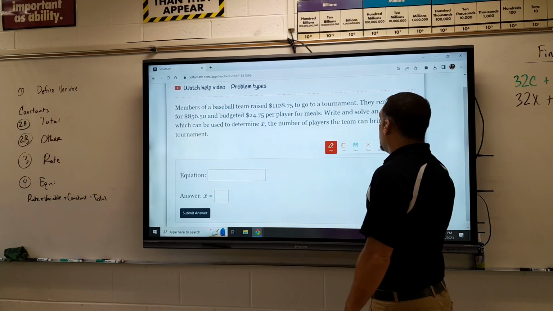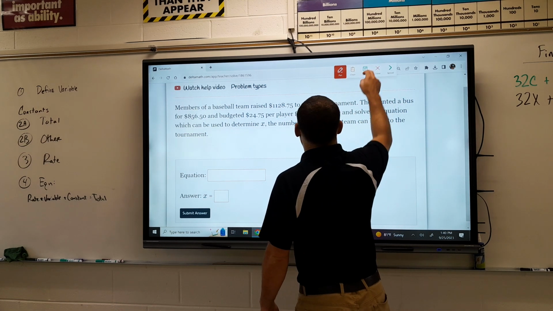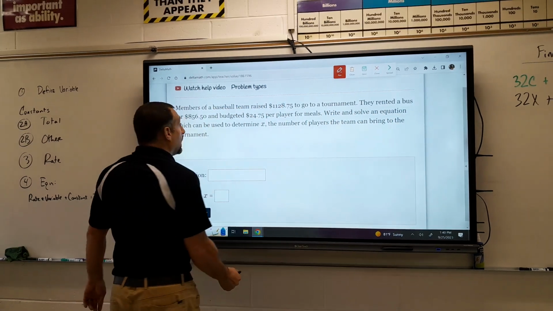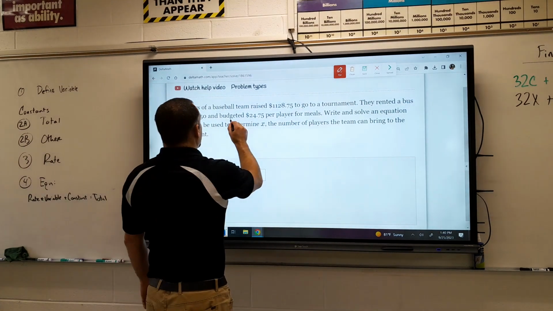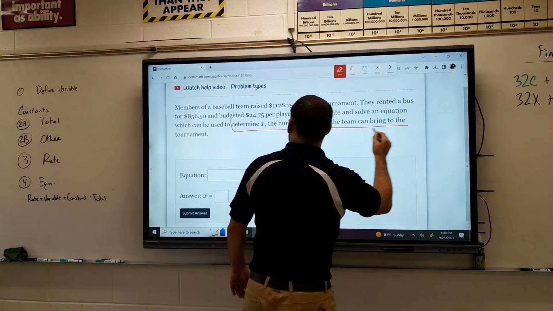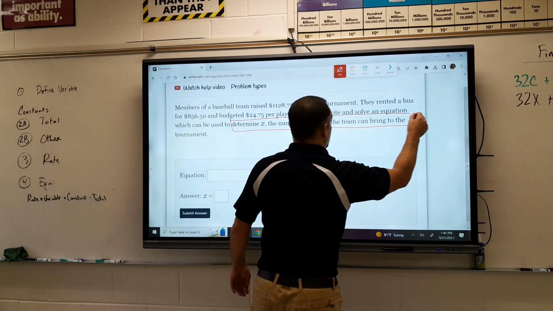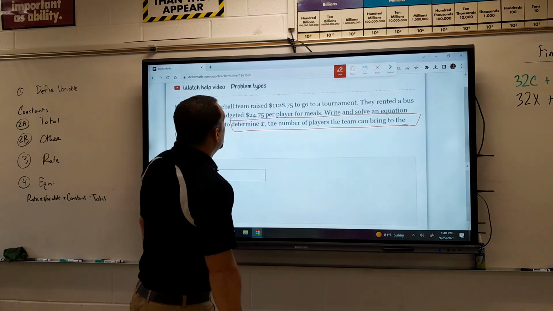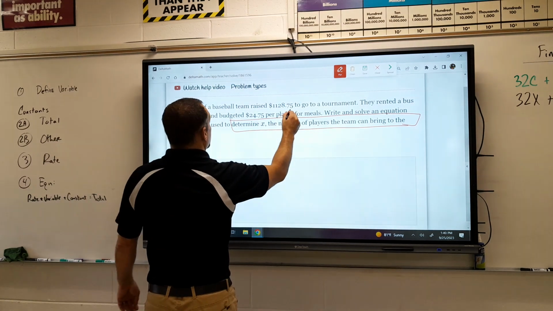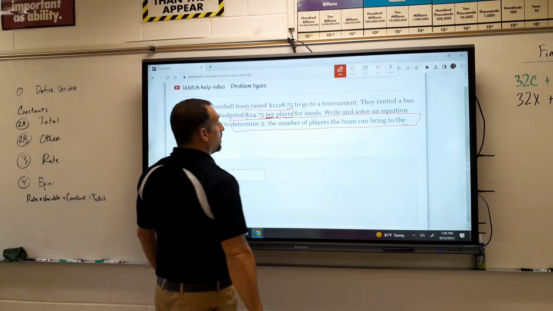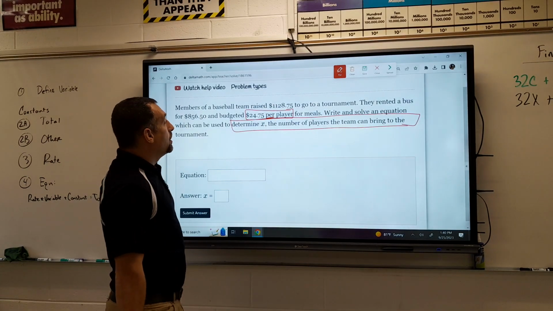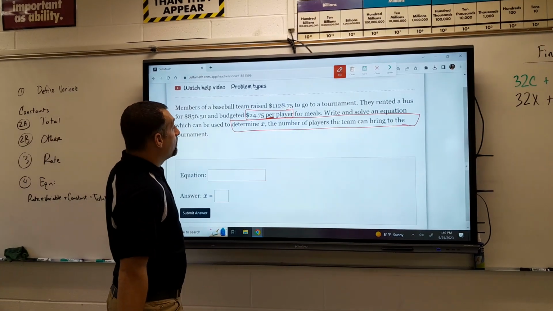Yesterday, we stressed defining the variable over and over again in class, which was a bit of a struggle, but thankfully they give that to us here. Determining X, the number of players the team can bring to the tournament. Basically, that's that. Oh, look at this. Per player. I love it when it happens. There we go. So we know that's going to most likely be our rate.